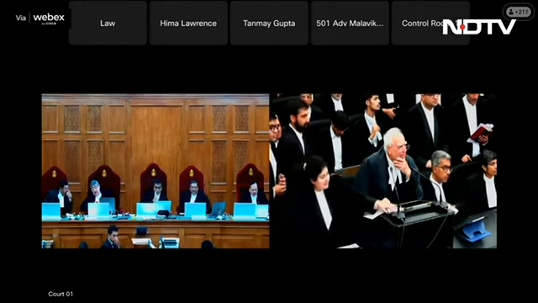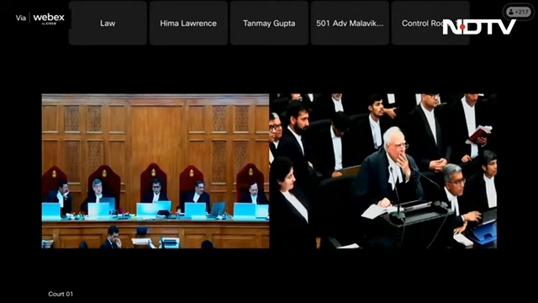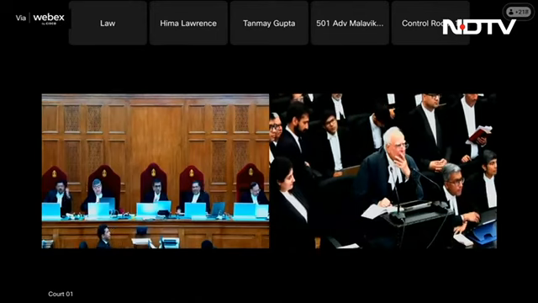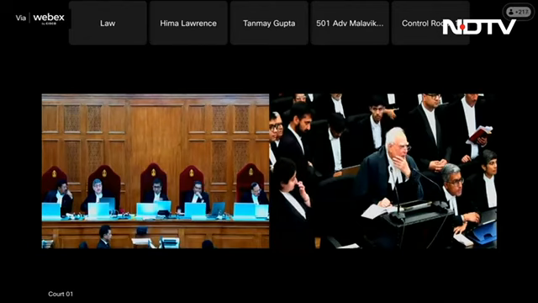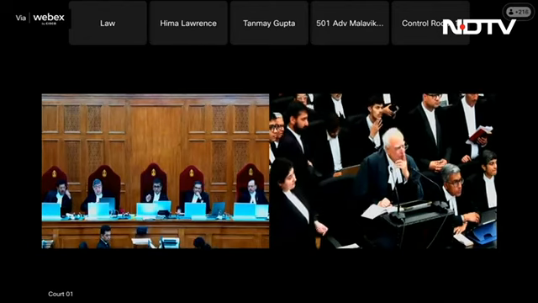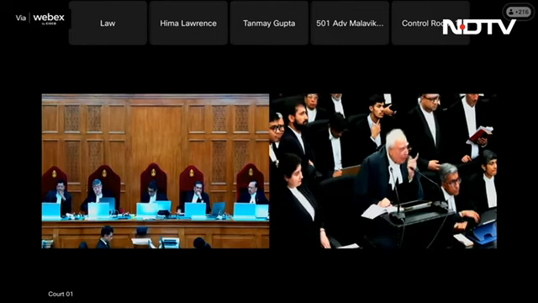So, Attorney General, that constitutional practice is one thing. We are now looking at just the text of the provision. There are two possible constructions of Clause D. Constitutional practice may seem to support what Mr. Sibal is saying.